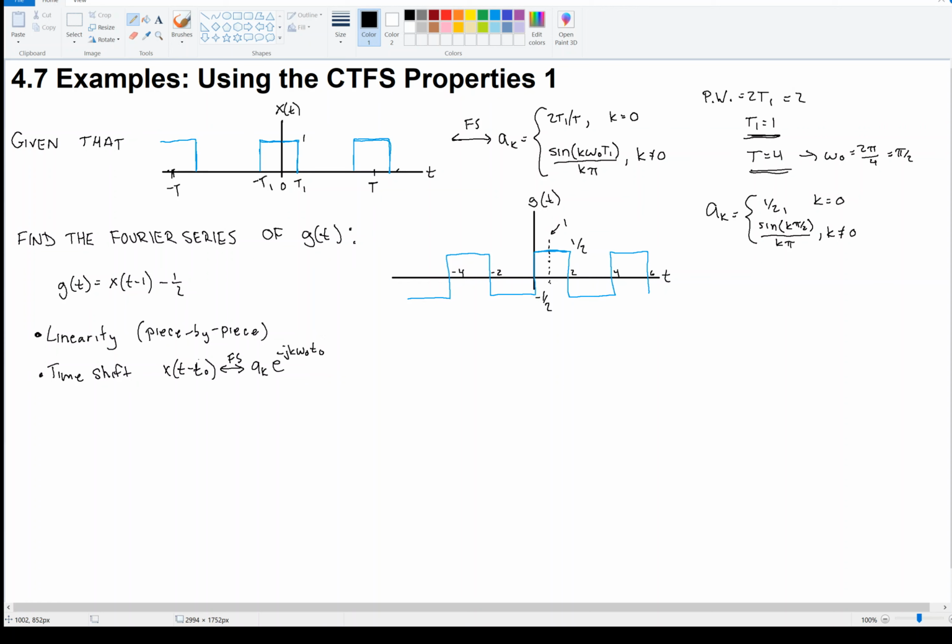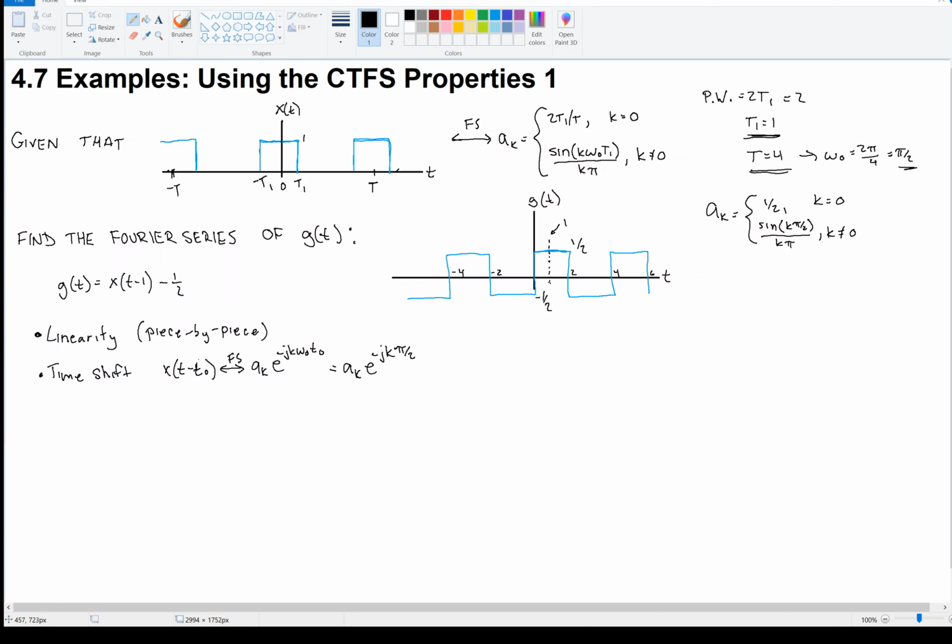Okay, so I'm going to apply the Timeshift property, and I'm shifting by 1 unit of time. So I'm going to plug 1 in for t0, and so this becomes ak e to the minus j k, and we've already said omega 0 is pi over 2. Okay, so my Timeshift property says I have to take all of the Fourier series coefficients of x and multiply them by e to the minus jk pi over 2. Okay, so that's the Fourier series then of x of t minus 1. Now, what about the 1/2?